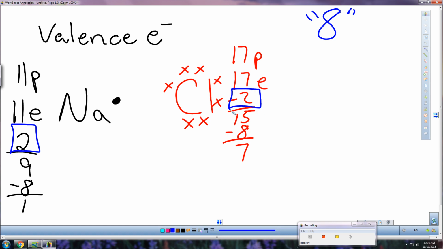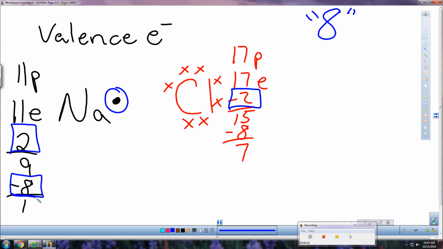So sodium right now has 1. It can either take 7 on, or it can try to kick 1 off. And sodium is just like high school students. They are very lazy at times, and they want to do the least amount of work possible. So sodium likes to try to get rid of its electron so that it can drop down to the next lowest level, which would have 8 in that outer shell.